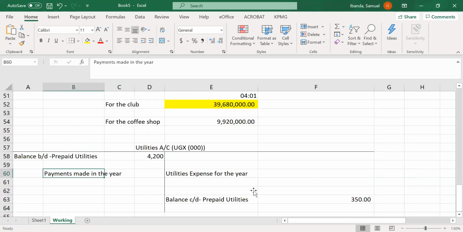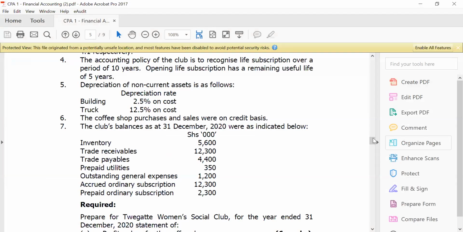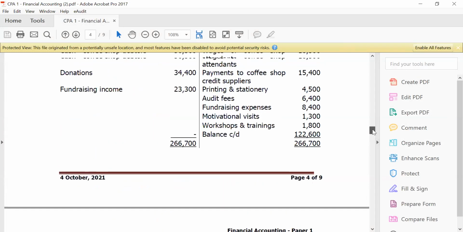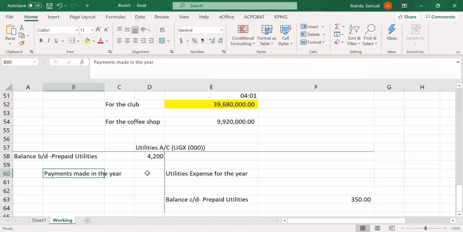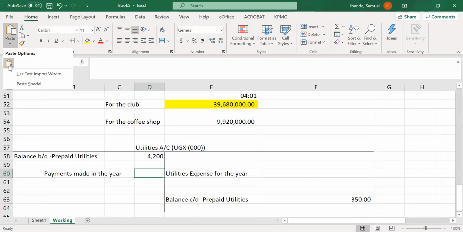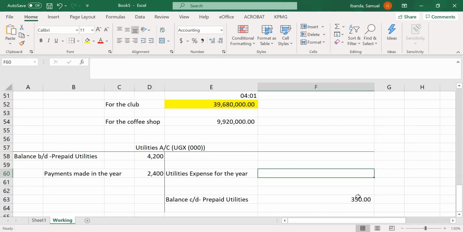So the utilities that were paid in the year, I picked those from what? I picked those from my receipts and payments. So I just come to my receipts and payments here. What was paid in utilities is 2,400. Remember, this is the receipts and payments because cash coming in and cash going out. So anything included here refers to what was paid and what was received. So 2,400, I'll come and record it here. Payments made during the year is 2,400. Then utilities expense for the year.